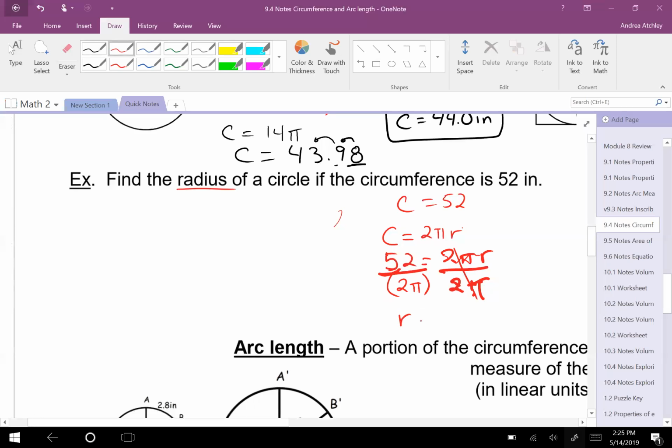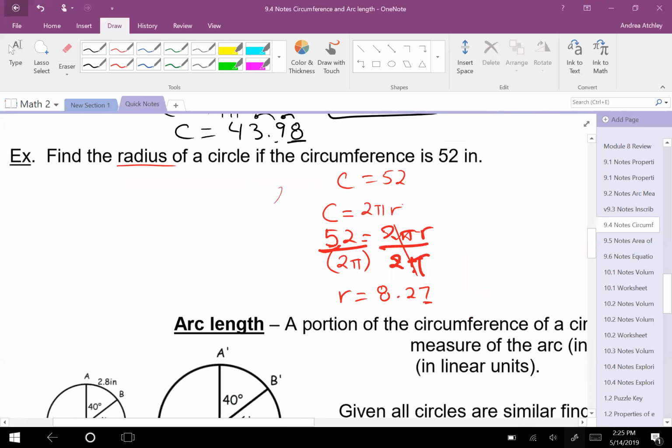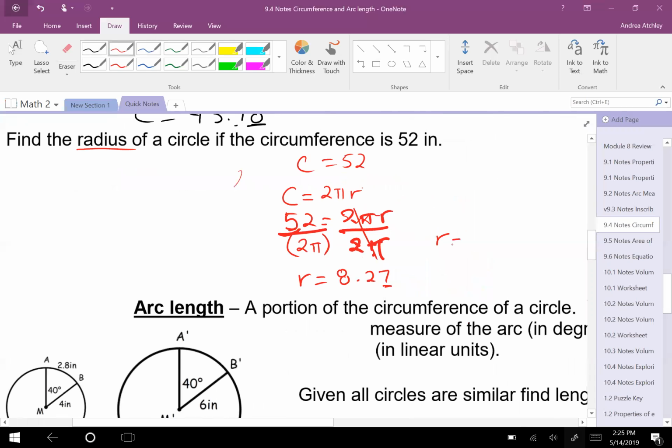And you should get your radius is 8.27. The 7 makes the 2 move up, and your radius is 8.3. And this is inches.